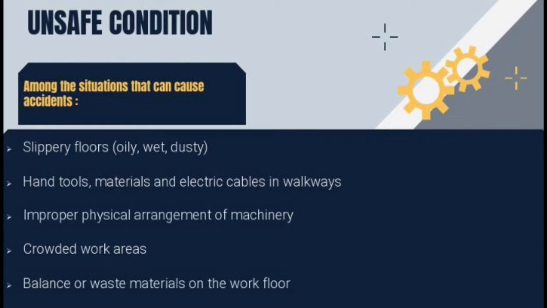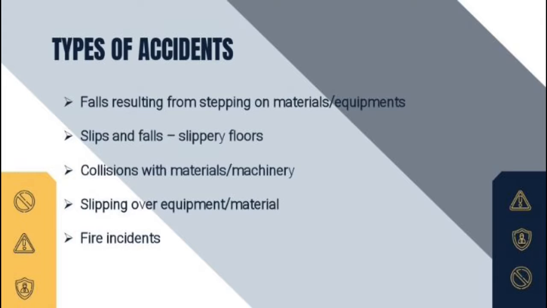Unsafe condition. Among the situations that can cause accidents: slippery floor, oily, wet, dusty, hand tools, materials and electric cable in walkways, improper physical arrangement of machinery, crowded work areas, scrap or waste material on the work floor. Types of accidents: fall resulting from stepping on material or equipment, slip and falls, collision with materials or machinery, slipping over equipment or material, fire incidents.